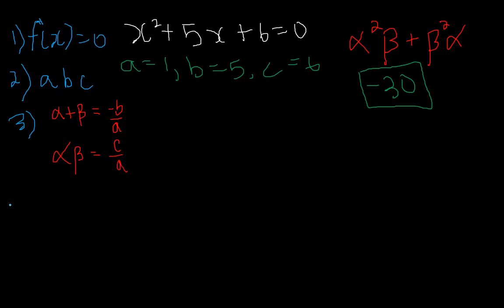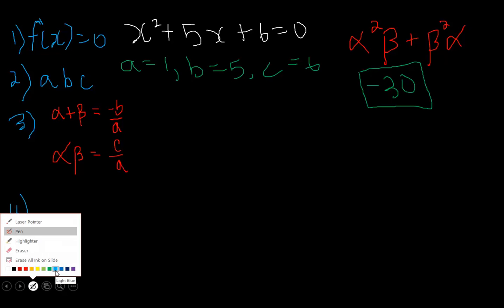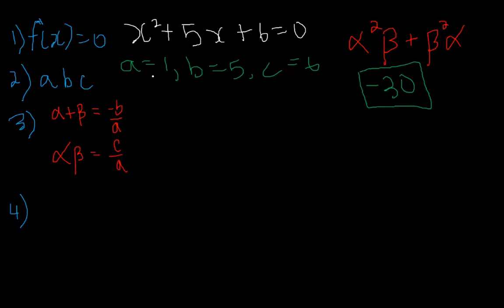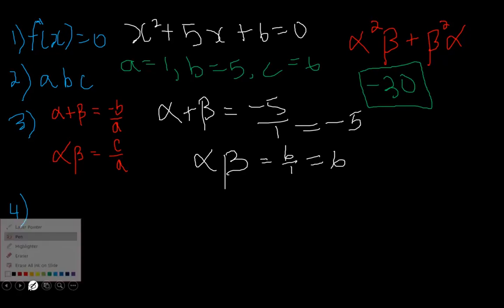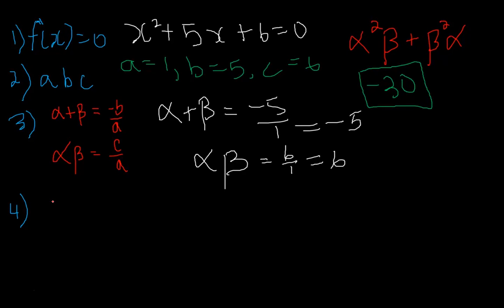Fourth step. Anybody knows the fourth step? Hold on, let me do the third first. So alpha plus beta in this case is minus 5 on 1, which is minus 5. Alpha beta. What would I write for alpha beta? C on A, which is 6 on 1, which is 6. Right? Okay, so now you can tell me what's step 4?